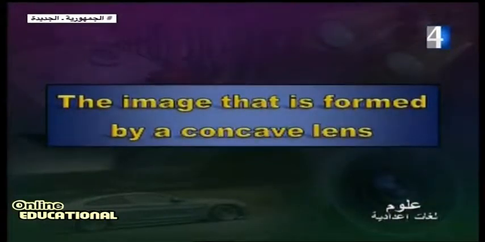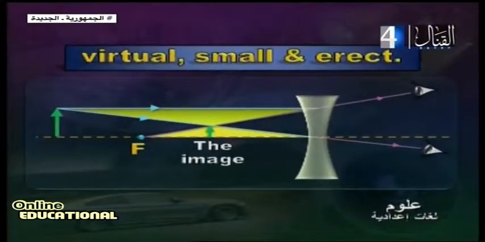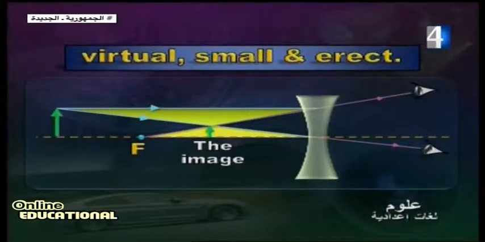Unit 2, lesson 2, lenses. Okay, the image that is formed by concave lens. Last time we started talking about formation of image by convex lens, but today we will have concave lens. We had many cases in convex lens, but in the case of concave lens, we have just one case. In this case, object is placed at distance more than the focus, any distance more than the focus.